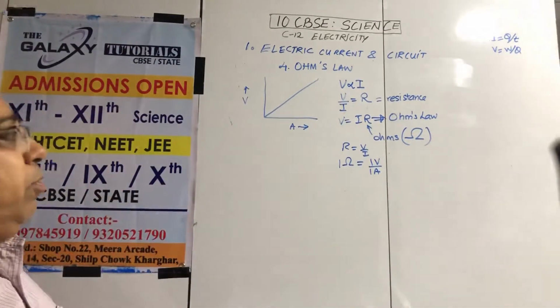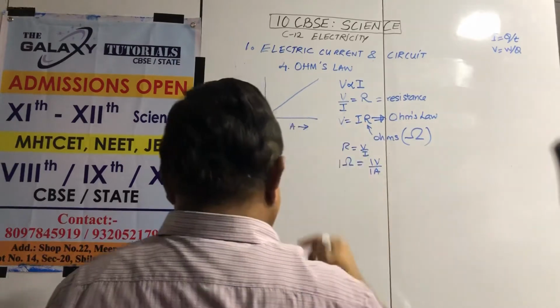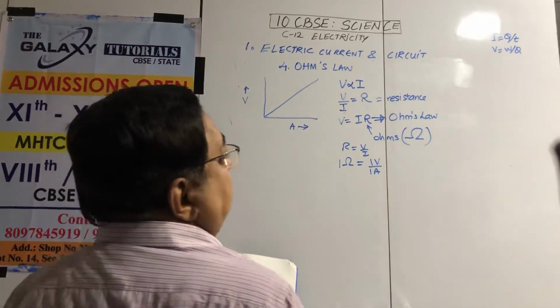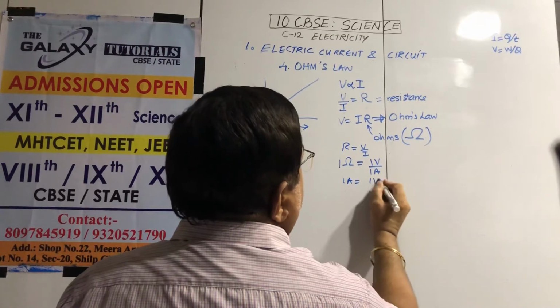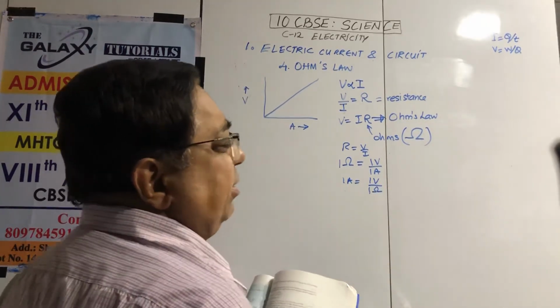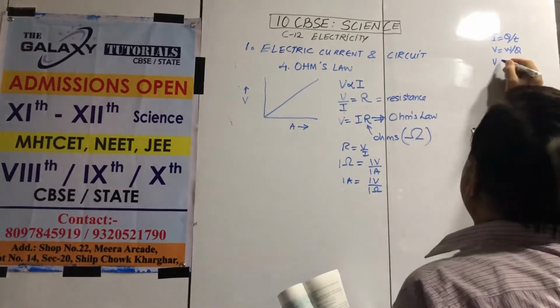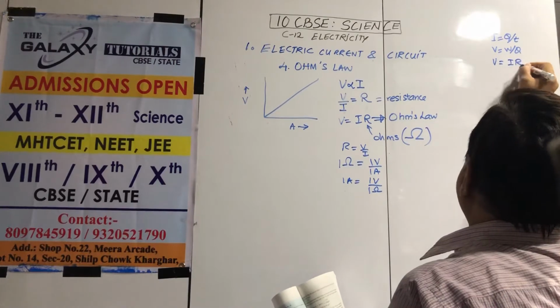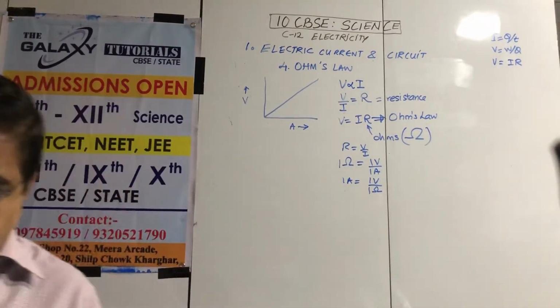From this you can also write I is equal to V upon R, by converse, you can move everybody down. You can go on switching, it does not make a difference. So the third form I'm putting is V is IR, where R is the resistance.